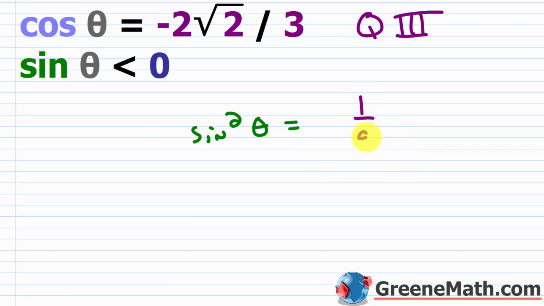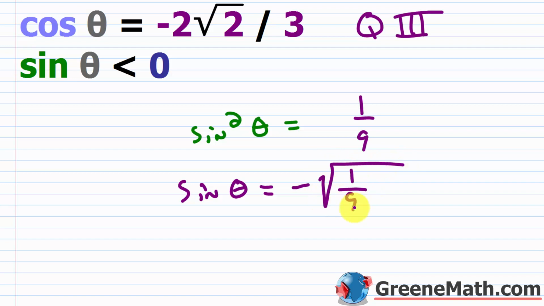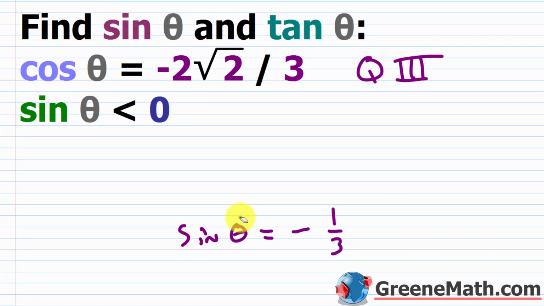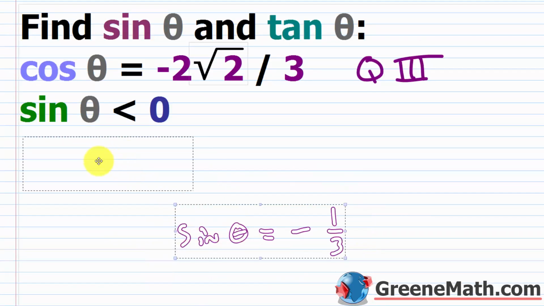Okay, so 1/9. Remember, sine of theta is negative. So if I take the square root over here, sine of theta is equal to the negative square root of 1/9. Now, the square root of 1/9 is the square root of 1, which is 1, over the square root of 9, which is 3. So it's 1/3. All right, so this is negative 1/3. Let me erase this real quick and drag this over here.